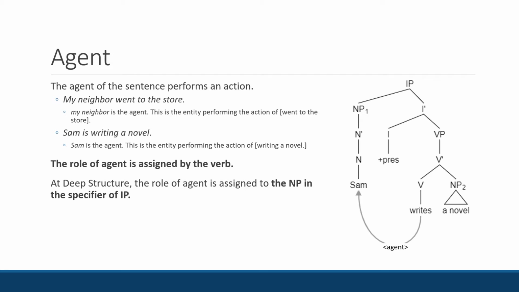At deep structure, the role of the agent is assigned to the noun phrase from the head of the verb phrase. So writes is going to be the big assigner of many roles.